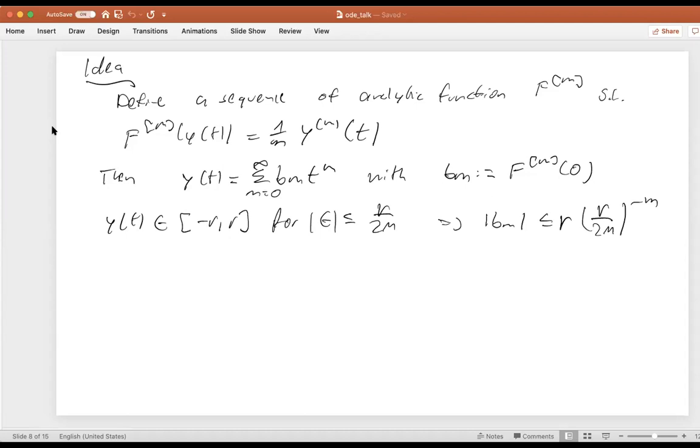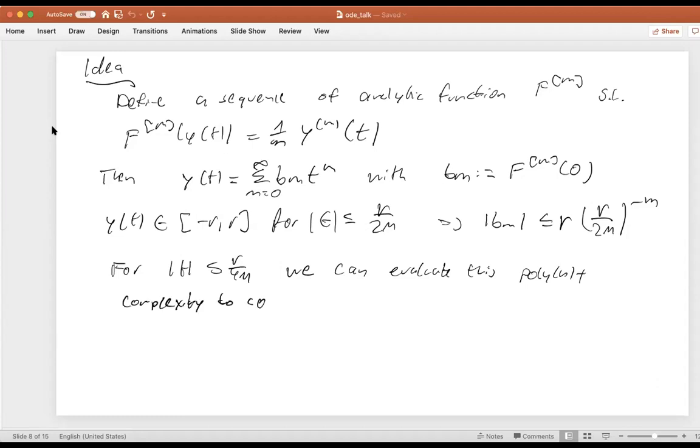And then using the previous result, for the complexity, we can evaluate this basically in time polynomial in n plus the complexity to compute B_m for up to polynomially many coefficients. Okay, so let's check how to compute B_m.